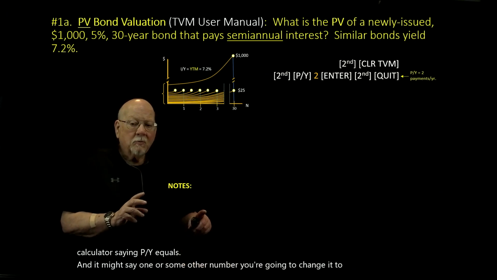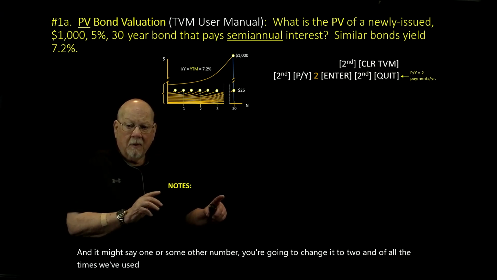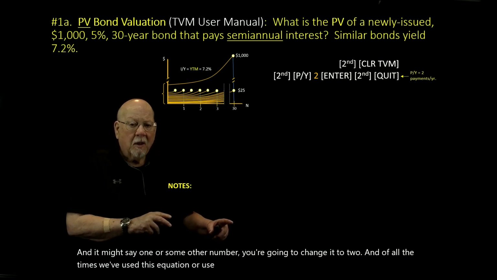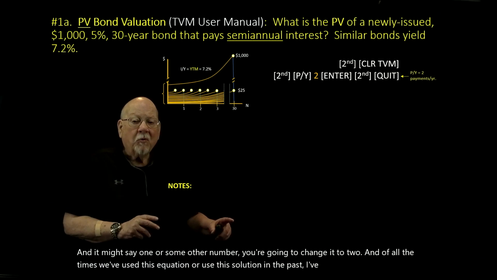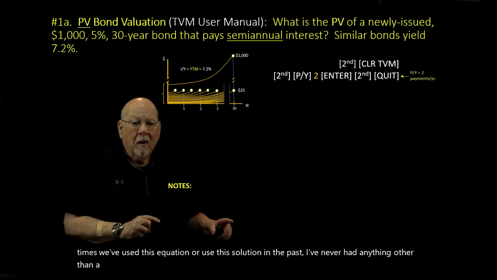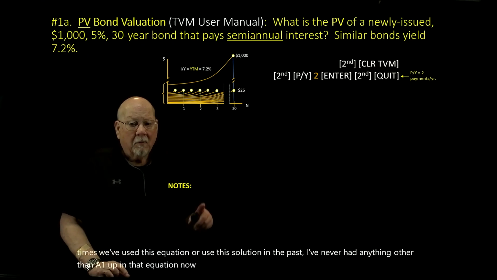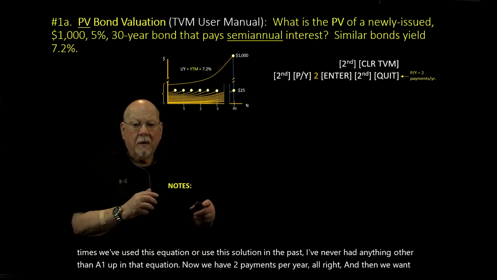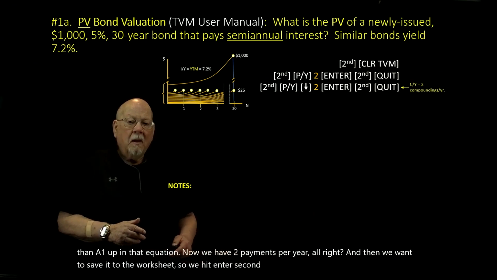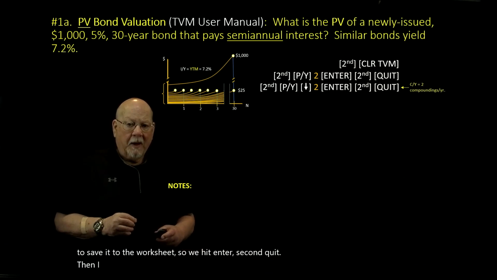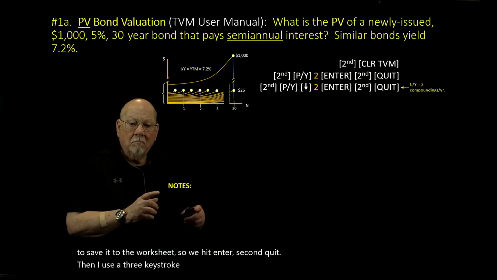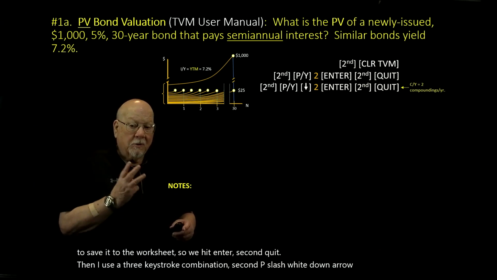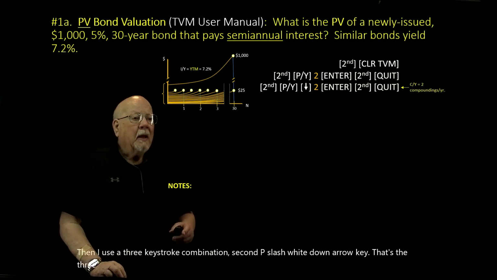And of all the times we've used this solution in the past, I've never had anything other than a 1 up in that equation. Now we have 2 payments per year, all right? And then we want to save it to the worksheet, so we hit enter, second, quit. Then I use a 3 keystroke combination, second P/Y, down arrow key. That's the 3 keys. And I call up the C/Y menu.